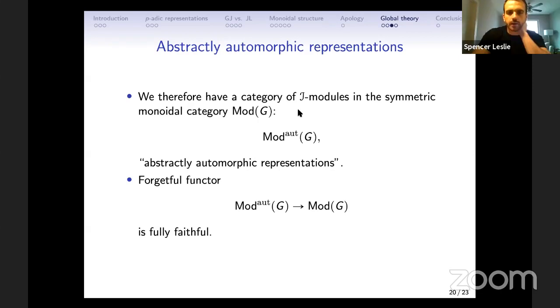Is the category of abstractly automorphic representations closed under your tensor product? Yes, it's a category of modules, and in particular, it's closed under the tensor product. So could you say what that product is doing on the Galois side? Actually, I hadn't realized this myself, but I've been told what this should be. Yanis told Joseph, and Joseph told me.